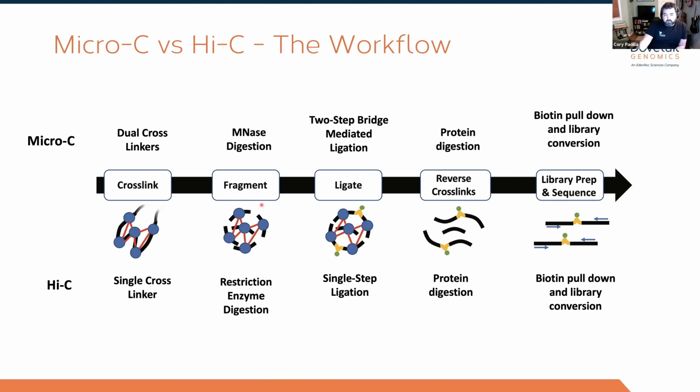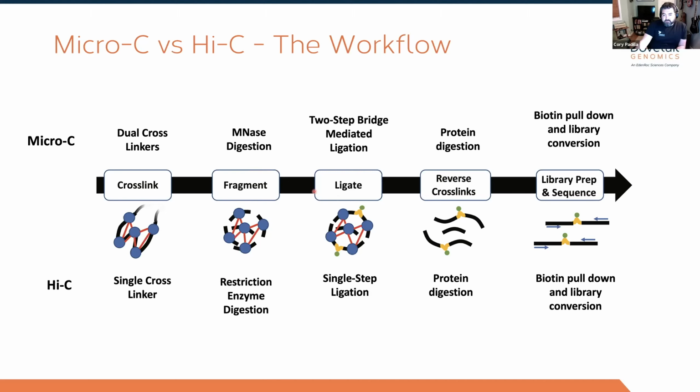Now, when we digest the chromatin or fragment it, we use the imidase enzyme as opposed to restriction enzymes. And we're going to go into quite a bit of depth about this and why this makes micro C so much better than just using a restriction enzyme approach.